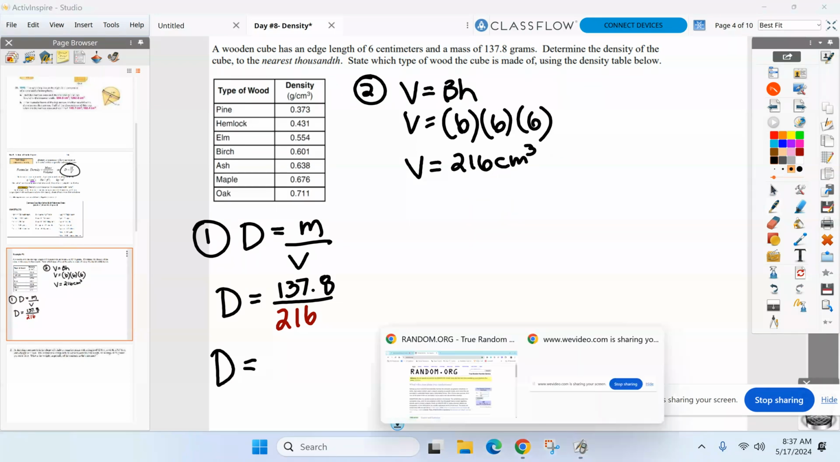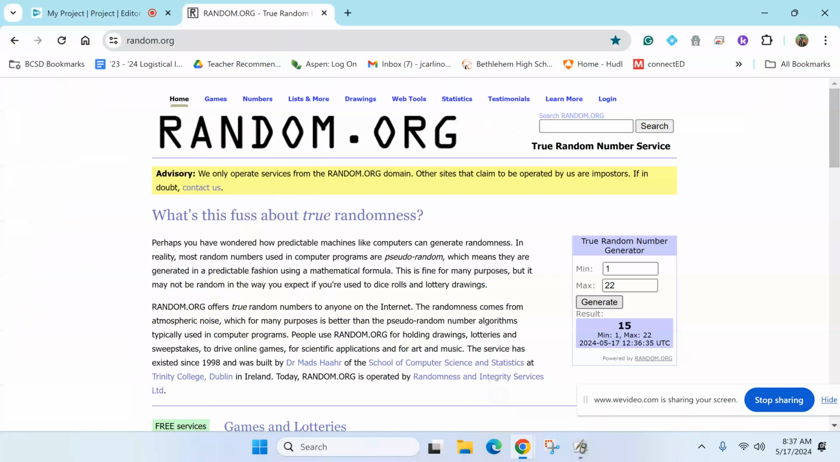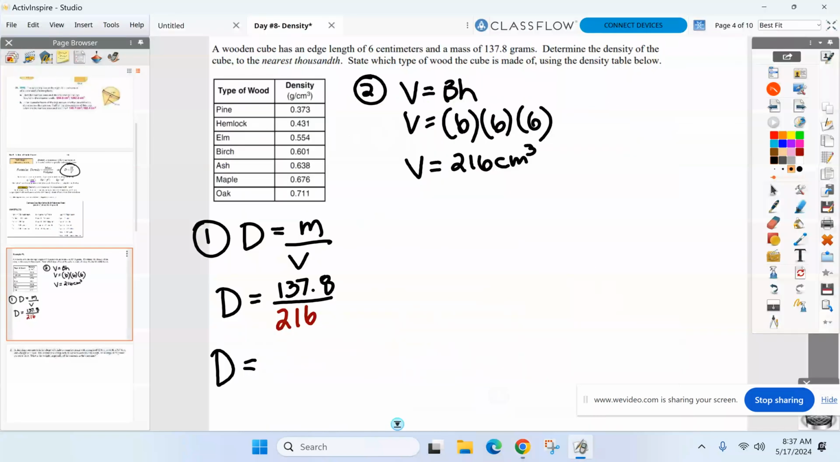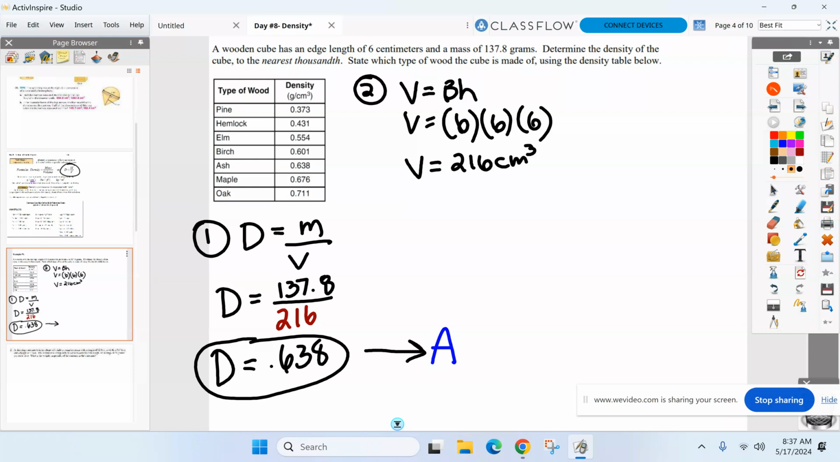So what do you get in there? Calculating the density. When you're ready there, Jonathan, what do you got? You got it, 0.638. There's my density. And then there's a second part of the problem, which is what type of wood am I using? Looking at the table, I don't need to ask anybody. We're using some ash wood.